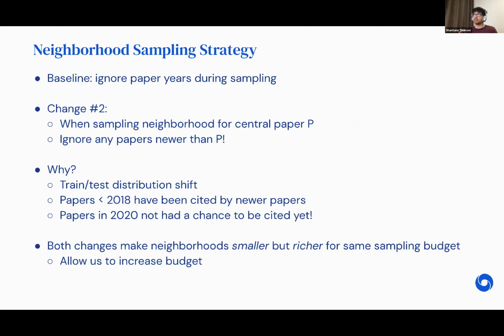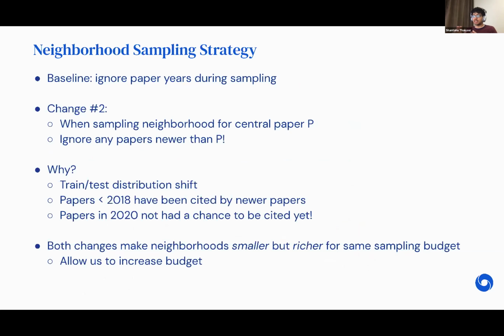Another change we made is taking advantage of the paper year during the sampling. So if we're sampling a neighborhood for a central paper P, we ignore any paper which is newer than P. And the reason for this is to reduce some of the train test distribution shift. Because we noticed that papers before 2018, which we are training on, have been cited by newer papers, but the papers we're testing on in 2020 have not yet had a chance to be cited.